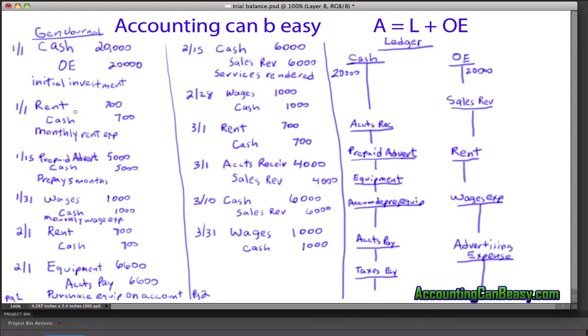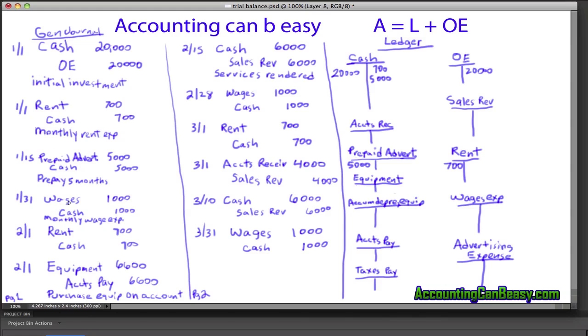On the 1st also, we had to pay rent of $700. So our debit is rent for $700, but our credit is cash because we paid cash for it. On the 15th of January, we prepaid advertising for $5,000 out of our cash account. So record $5,000 here and then $5,000 out of cash.